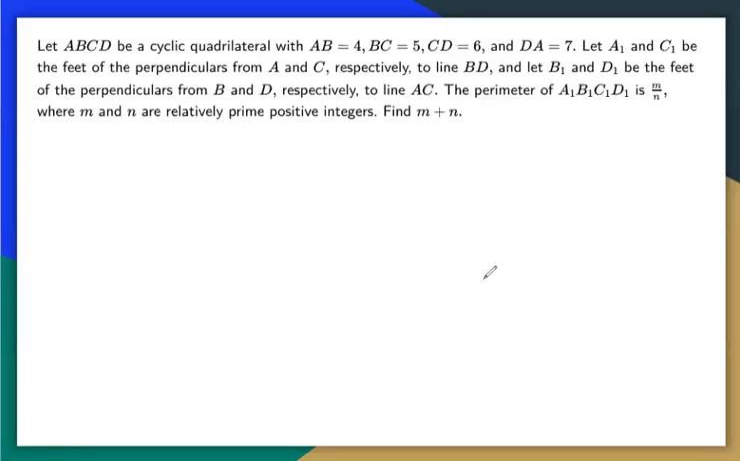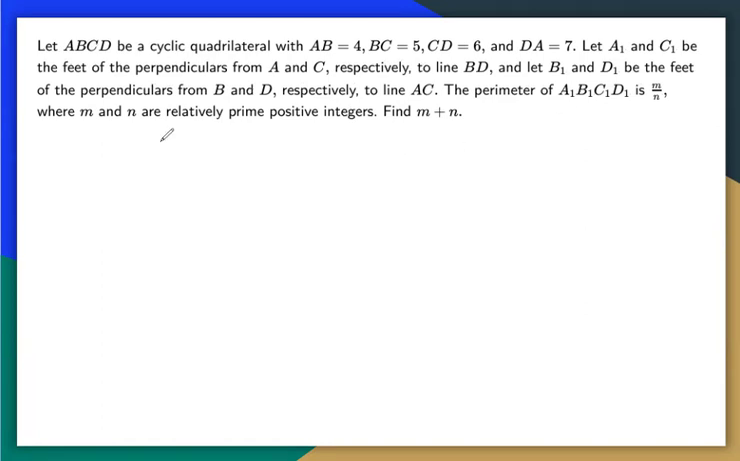So we have another AIME problem. This was number 11. We have a circle, and then there is a cyclic quadrilateral ABCD, and four sides are given, and we're gonna have some perpendiculars from those A, B, C, D to the diagonals, and we want to find the perimeter of the quadrilateral that will be formed by the feet of the perpendicular lines.